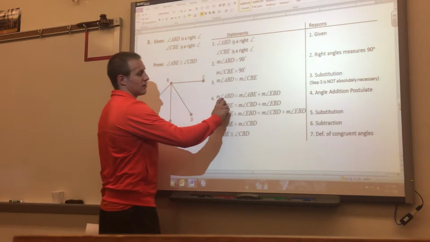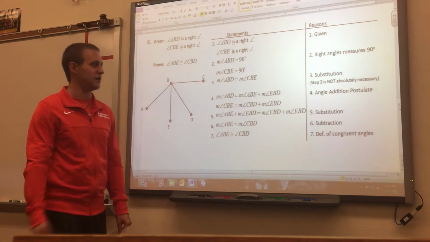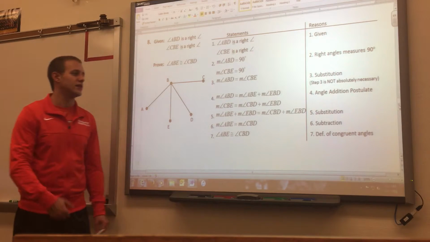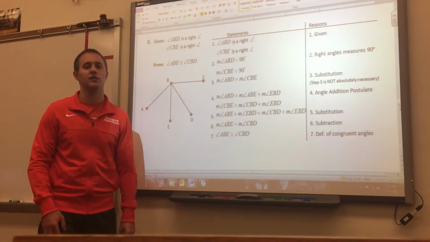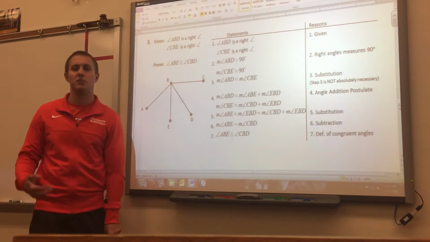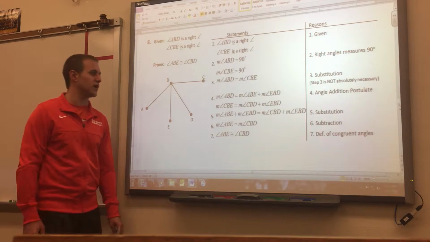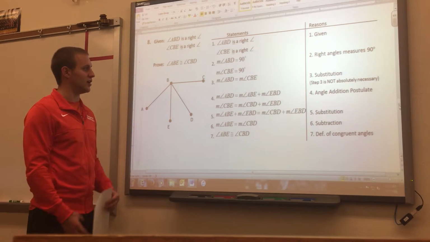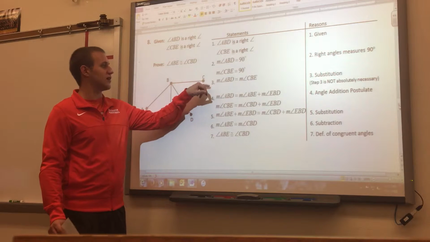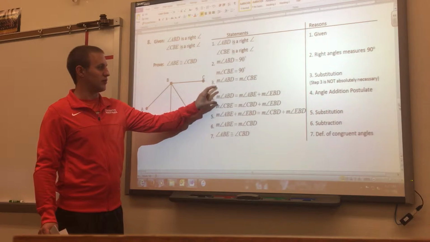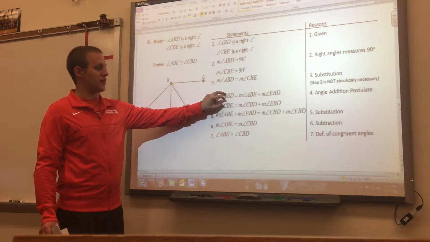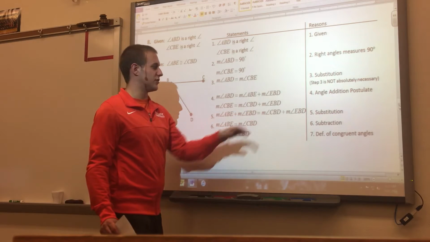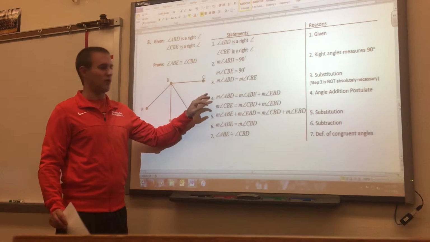You're gonna say angle of ABD equals ABE plus CBD, and then you're gonna say angle of CBE equals measure of CBD plus angle EBD. All right, so you've got to set up this angle addition postulate. You could have kind of skipped step 3 and said they're both equal to 90, and then set this long equation equal to each other, but definitely have to have step 4.